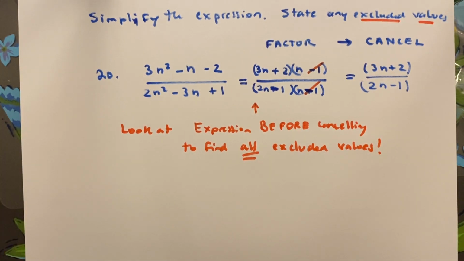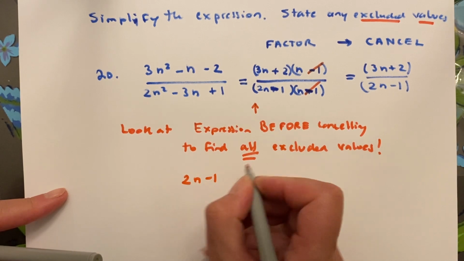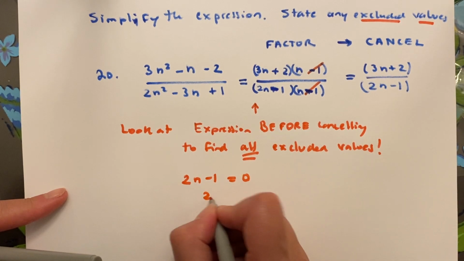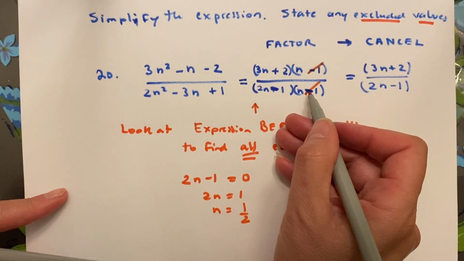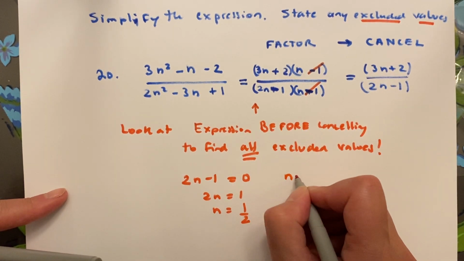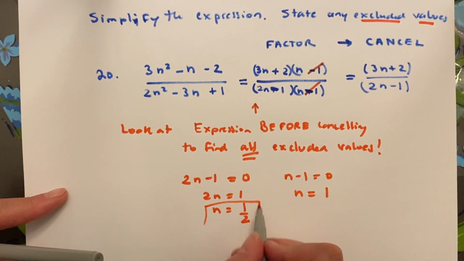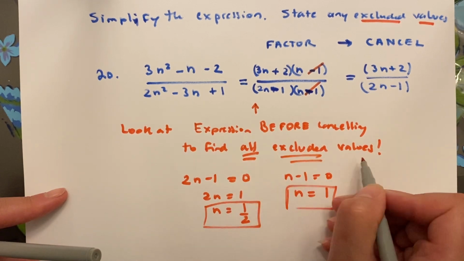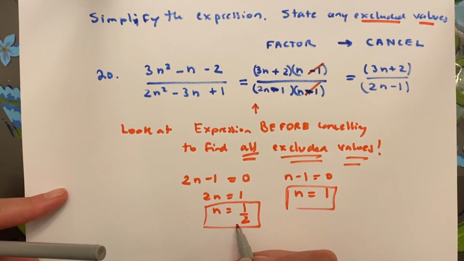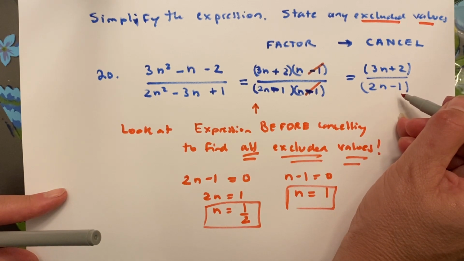Very, very important. So here, 2n minus 1 equals 0, 2n equals 1, n equals 1/2. There's one, and there's my other. n minus 1 equals 0, n equals 1. So I have two excluded values: n equals 1, n equals 1/2. And notice that if I had done it here, I would have only gotten n equals 1/2.